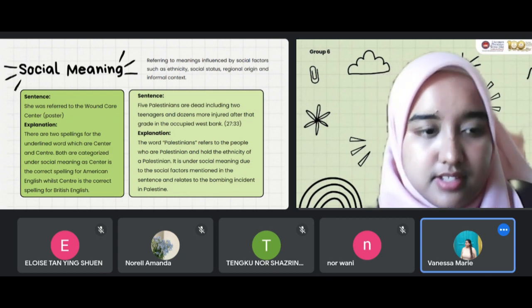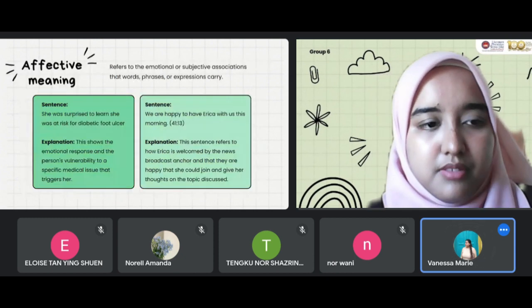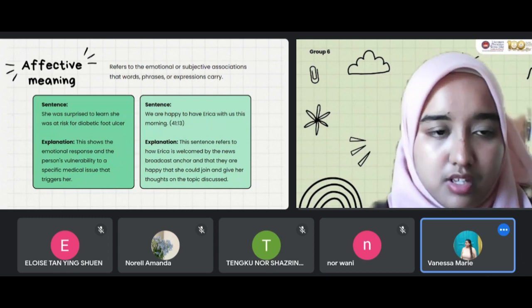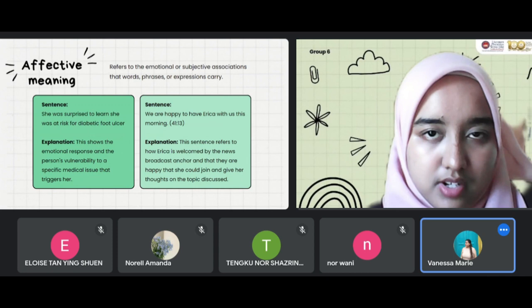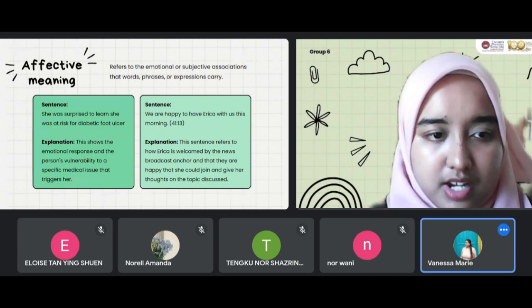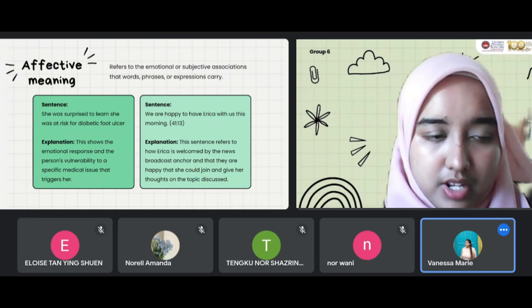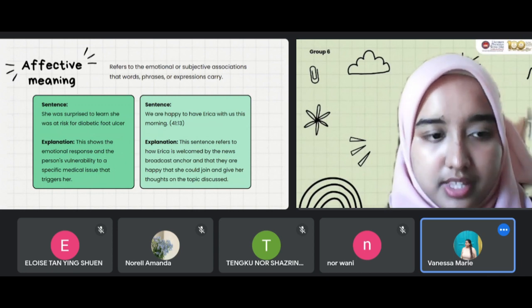So next, affective meaning. Affective meaning refers to the emotional or subjective association that words, phrases, or expressions carry. Compare additional meaning, expressive meaning, the personal feelings expressed by a speaker or a writer.